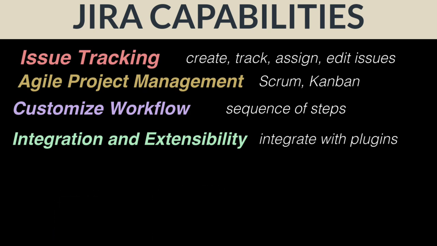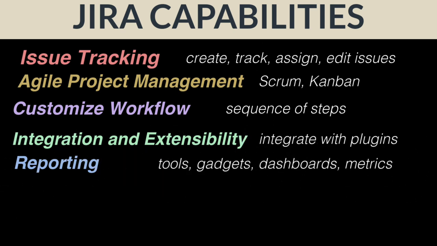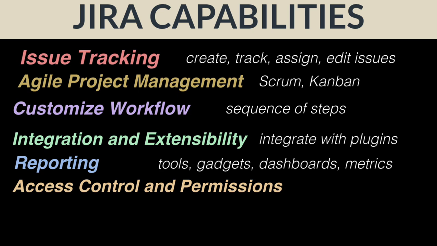Then reporting. Another useful aspect of Jira is that it has various reporting tools and dashboards that provide a good insight into how the team's performing and how the project is progressing, what are the metrics that are being presented, etc. Then access control and permissions. It offers different levels of access controls and permissions, allowing administrators to control who can view or modify different parts of projects and issues. Example, only admin can make changes to workflows.